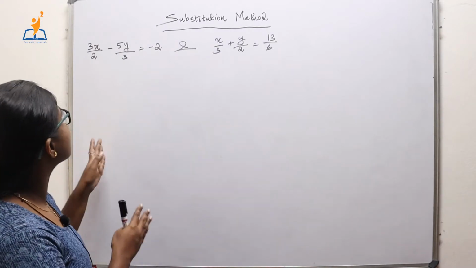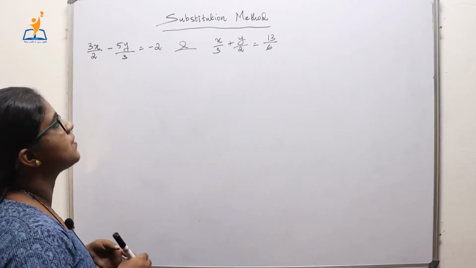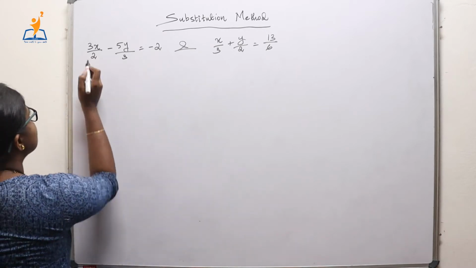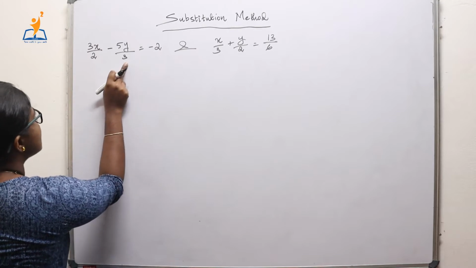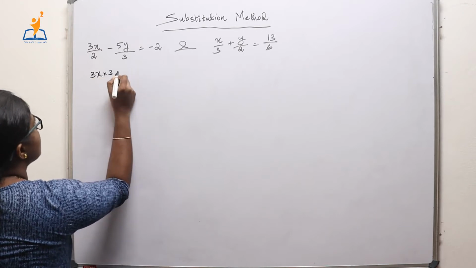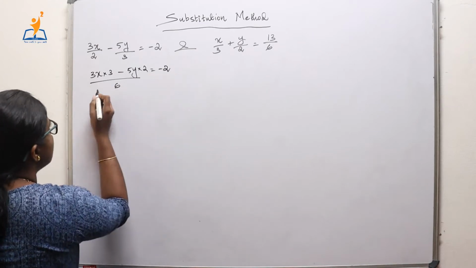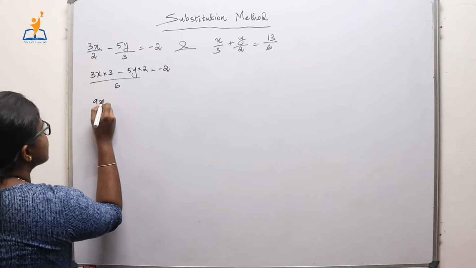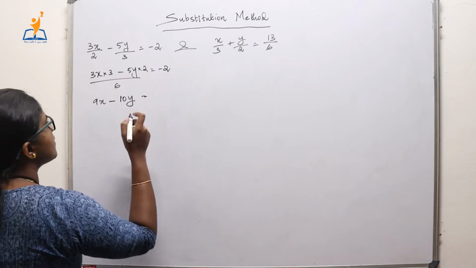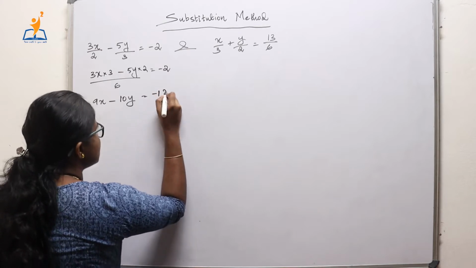Now the next question is 3x by 2 minus 5y by 3 is equal to minus 2 and x by 3 plus y by 2 equals to 13 by 6. Now let's simplify these equations, and the first equation becomes, we know 6 is the LCM here of the denominators, so it will become (3x into 3 minus 5y into 2) whole divided by 6 equals to minus 2, and 3x into 3 is 9x minus 5y into 2 is 10y, and this 6 goes to here with multiplication, that is minus 2 into 6, that is minus 12.